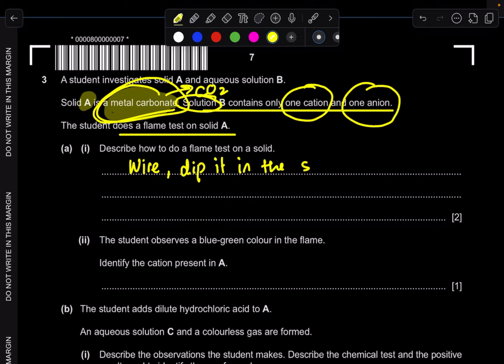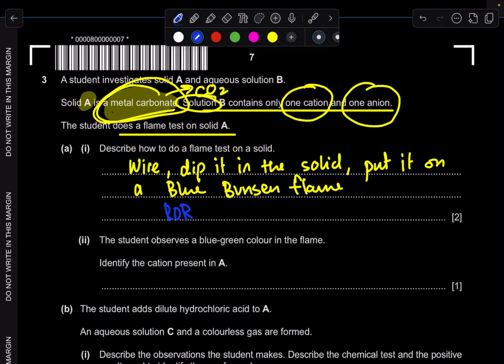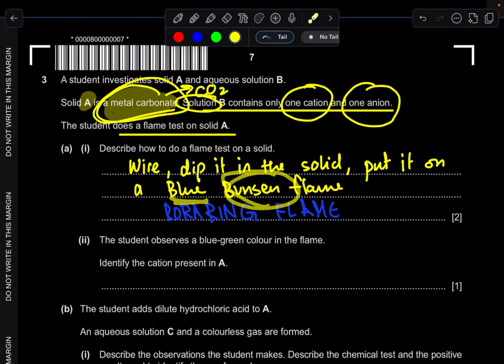So we dip the wire in the solid and then we put it on a blue Bunsen burner flame. Why do we put it on a blue Bunsen flame? We also call this a roaring flame. This is necessary. If we put it on the yellow flame, we're not going to get our results because the results are going to be camouflaged by the flame color. So we need to use a blue Bunsen flame for this.